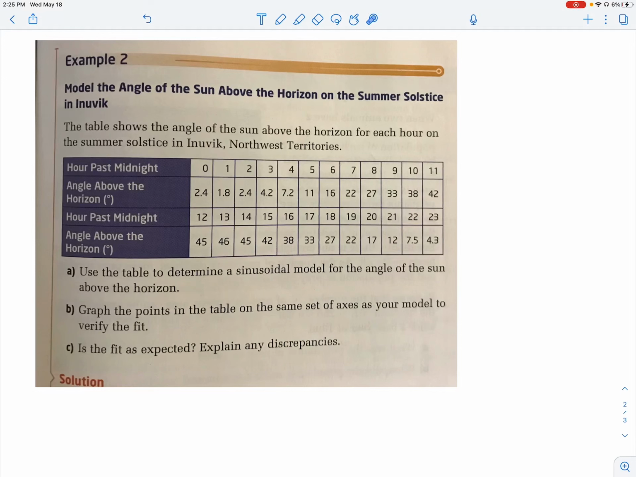Hi, welcome back to 5.6. In this video, we're going to look at example 2. We are going to model the angle of the sun above the horizon on the summer solstice in Inuvik. So the table shows the angle of the sun above the horizon for each hour on the summer solstice in Inuvik, Northwest Territories. So here is our data of all that information.